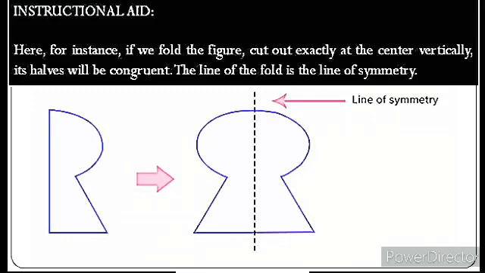Look at the key vocabulary words. That's talking about congruent now. Here, for instance, if you fold the figure cut out exactly at the center vertically, its halves will be congruent, as you can see towards my left. So the line of the fold is a line of symmetry. That line that you can see labeled line of symmetry, that dotted line. So it's a line of symmetry if it passes through the center and cuts a shape into 2 equal halves. If it's not, then it's not a line of symmetry. But if it does and they look identical, it becomes a line of symmetry.